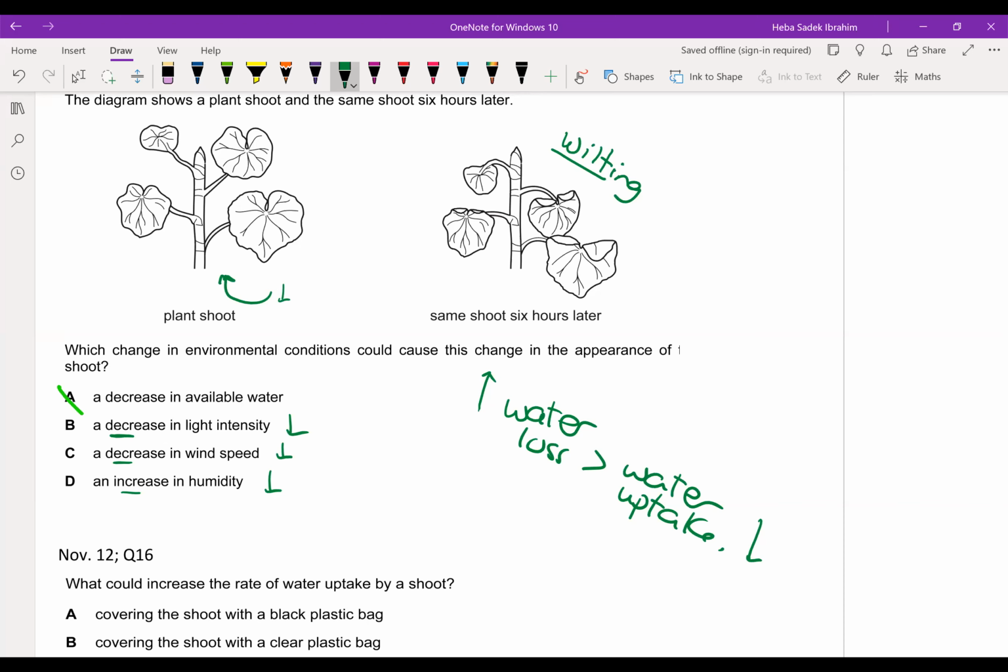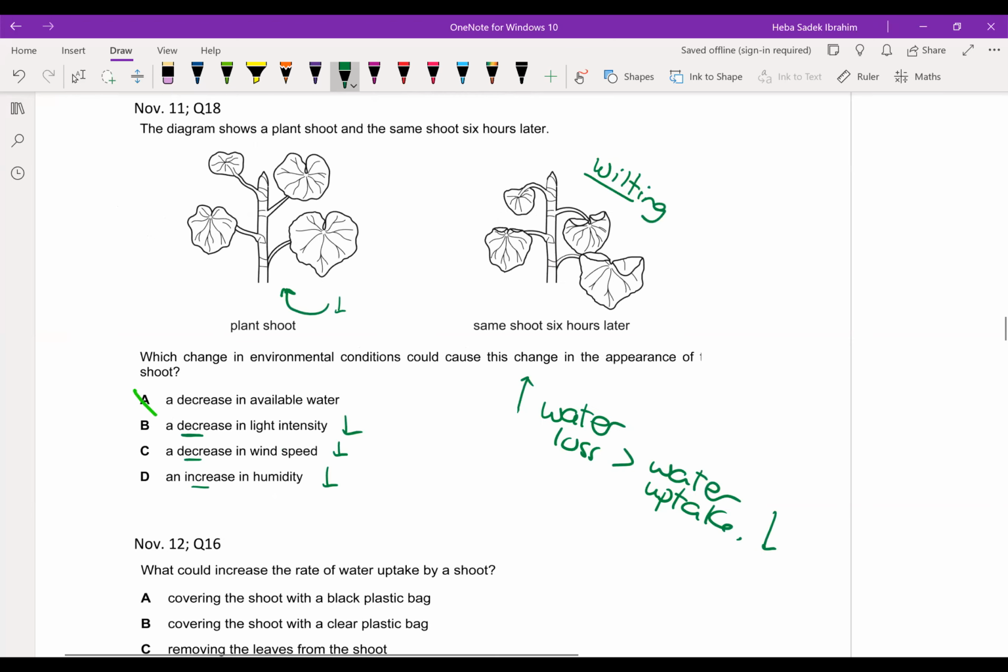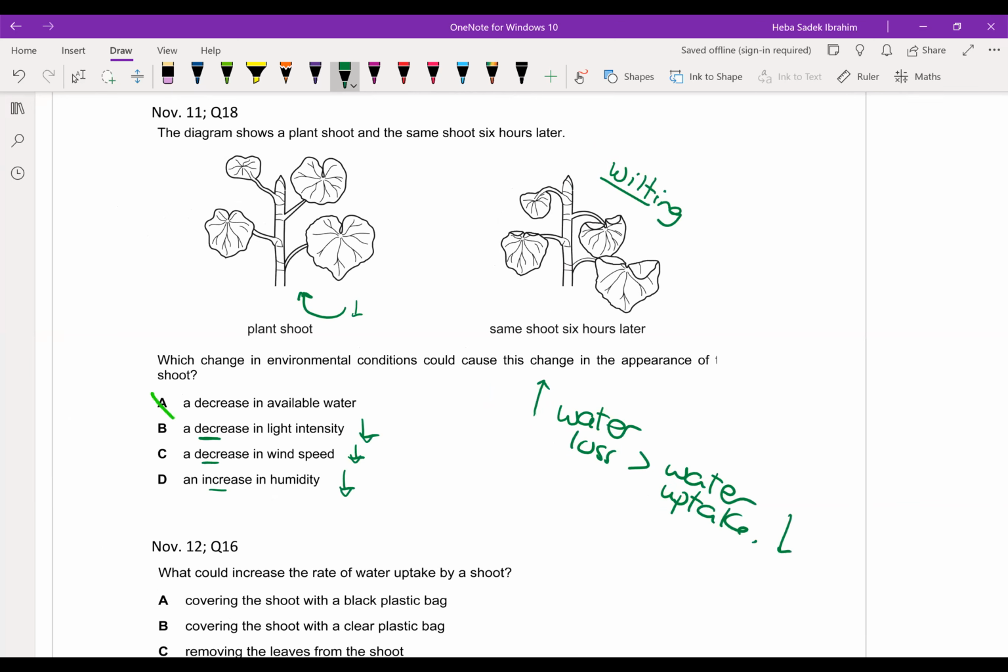Are you okay with that يا عمريكو؟ يبقى when you look at all the options he gave you, لا كل الoptions دي هتقلل ال water loss. The only one that's going to cause an imbalance between the uptake and loss is the fact that the water available for soil is less.